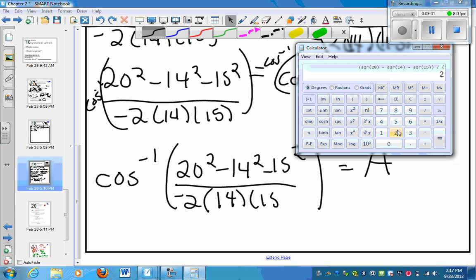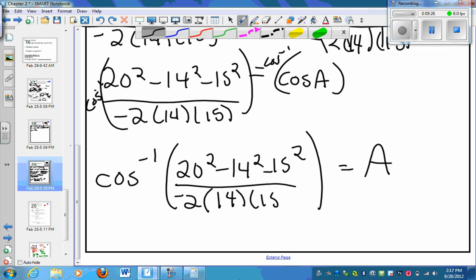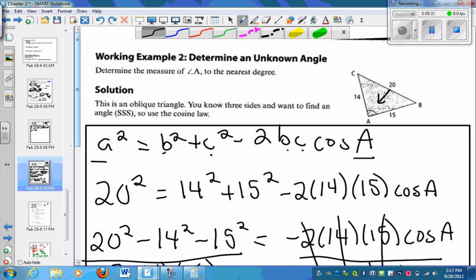Here we go. Negative 2 times 14 times 15 bracket. Okay, so that is equal to 0.05, and now I'm going to inverse cos it. So I'm going to go inverse cos, and I get 87, and that's looking really good. 87 and some change. Okay, and let's look if that is reasonable. Does it make sense that this could be 87 degrees? You know what? I think that does look about right.